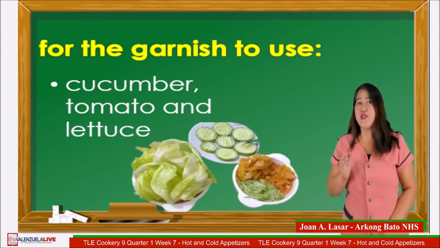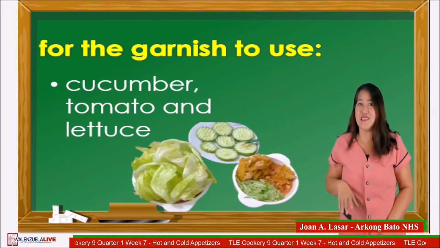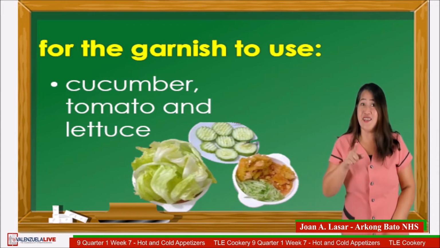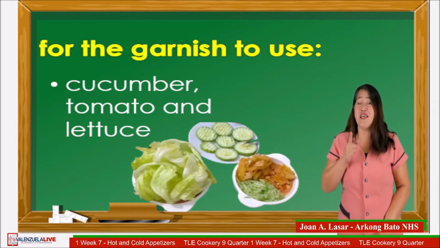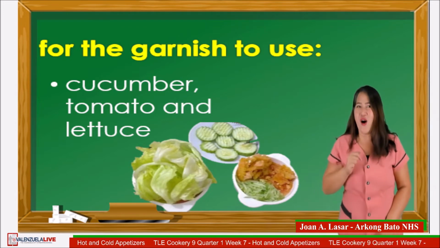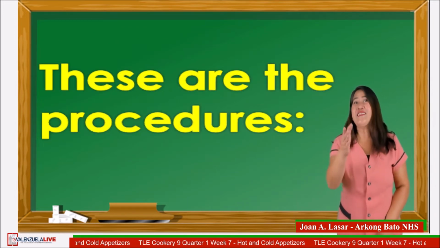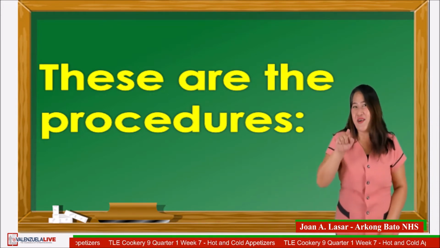For the garnish to use, we have cucumber, tomato, and lettuce. Don't forget to wash it before using. Drain and remove the excess water. Chop it or slice it the way you want. These are the procedures. Are you ready? Alright.